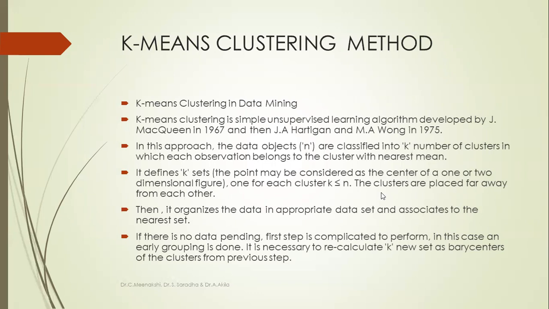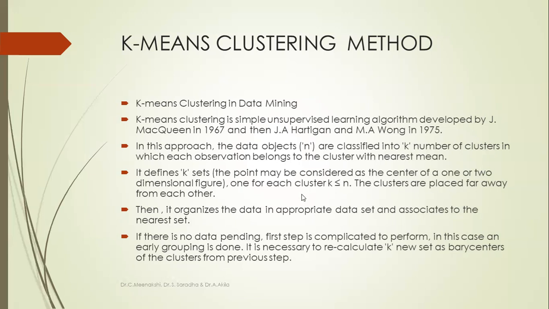There are two categories of learning algorithms: supervised learning algorithms and unsupervised learning algorithms. K-means clustering is an unsupervised learning algorithm, developed by MacQueen in 1967, and then by Hartigan and Wong in 1975. In this approach, the data objects are classified into k clusters, in which each observation belongs to the cluster with the nearest mean.